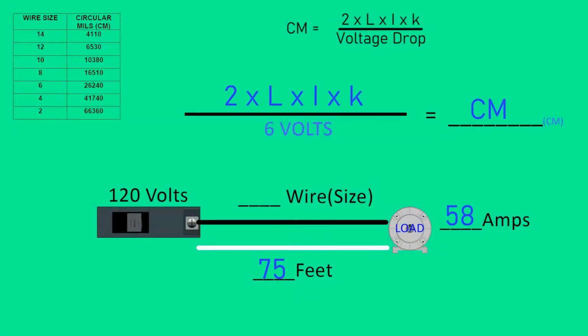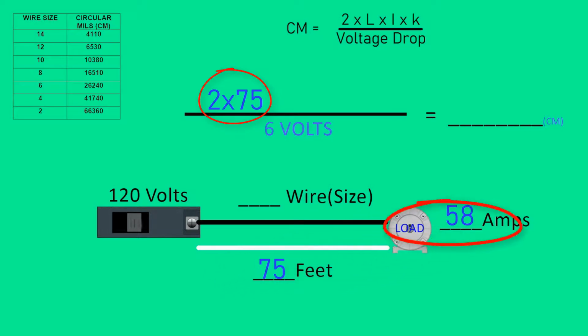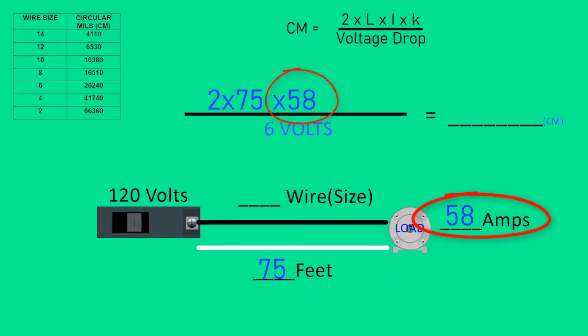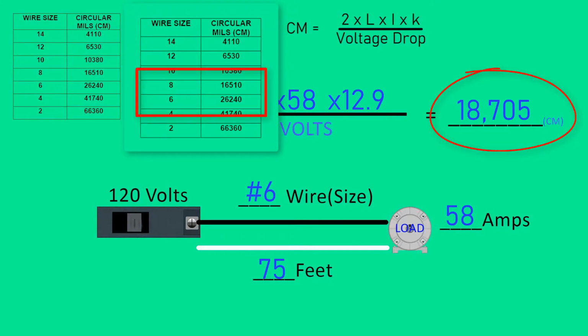In this example, 6 volts is used as the voltage drop. The load is located 75 feet from the voltage source. The load is 58 amps. Using these circuit parameters, the conductor circular mil for this circuit is 18,705. Notice in the circular mil table that a number 8 conductor has 16,510 circular mils. A number 8 conductor is not large enough. A number 6 conductor is used since a number 6 conductor has 26,240 circular mils.